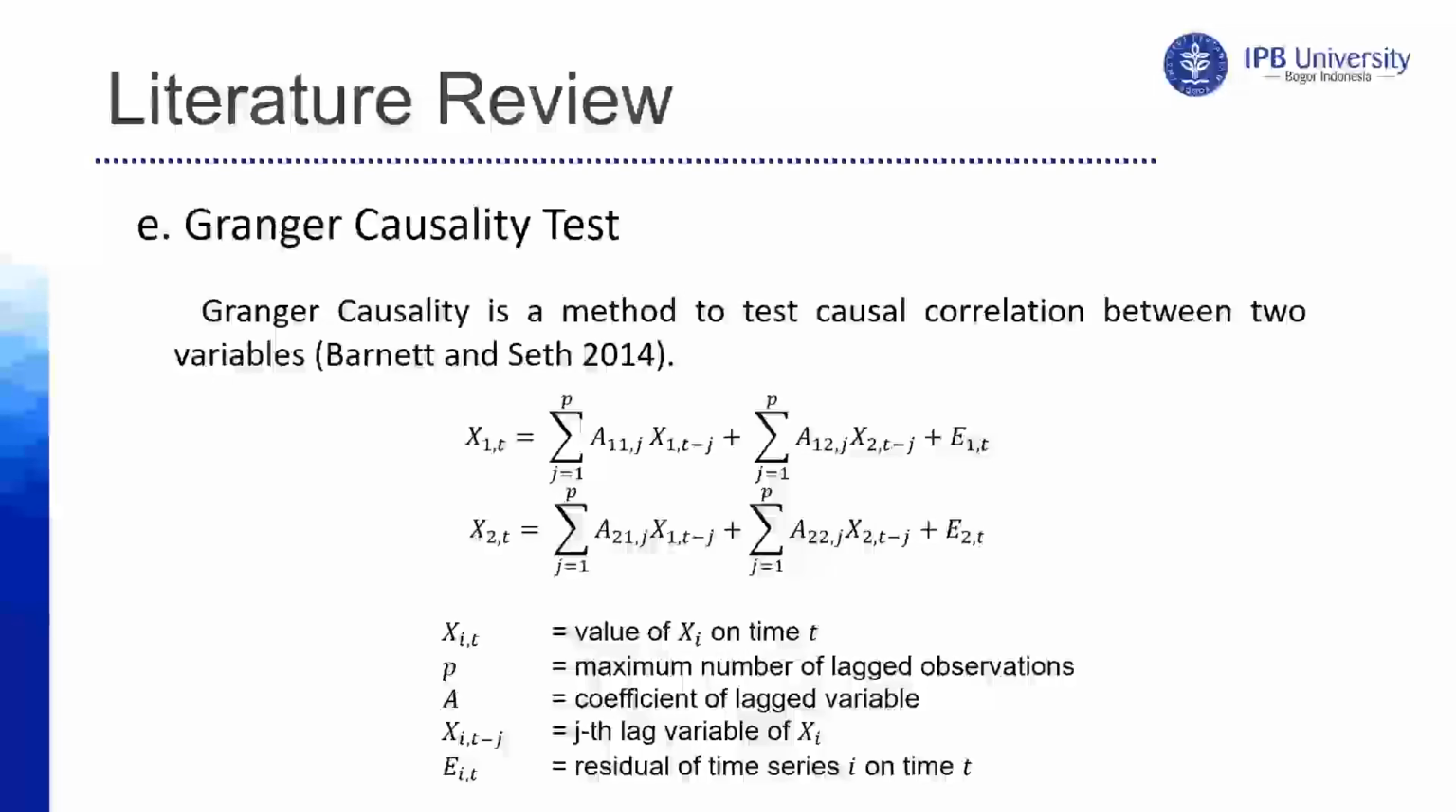And then the Granger causality test. It is a method to test causal correlation between two variables. Here are the instances for the equation.